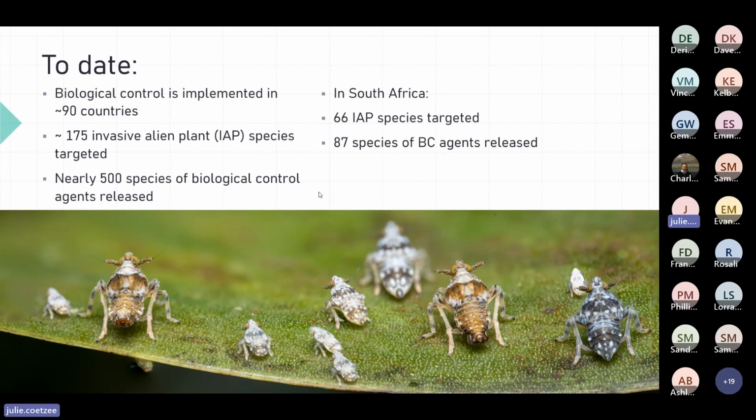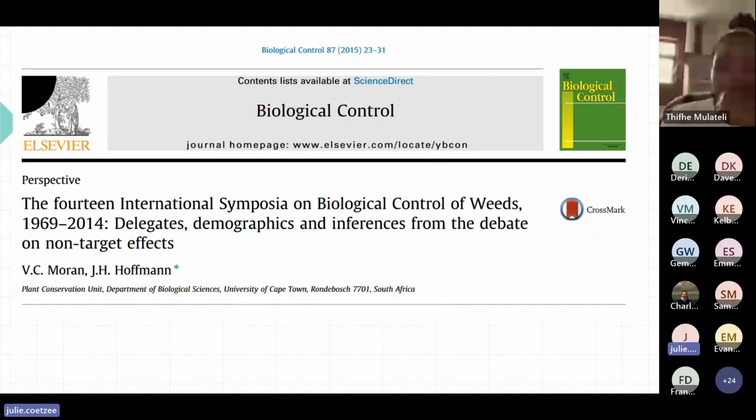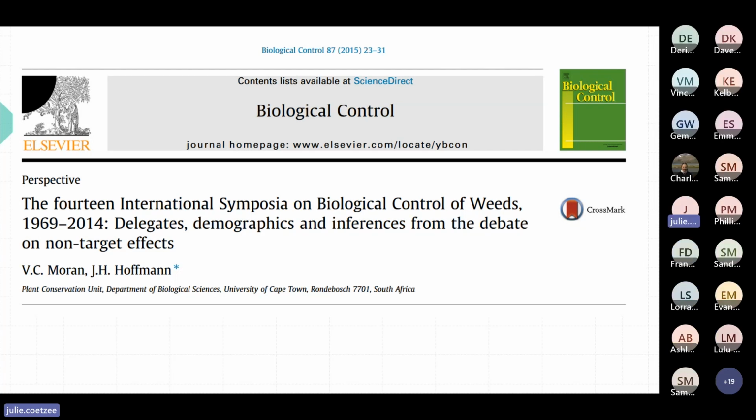And so, given the vast scope of this biological control research and the successes of this research, John Hoffman and Cliff Moran published a paper in 2015 looking at what are the patterns of these international symposia on biological control of weeds in terms of the number of delegates, the demographics, and inferences from the debate on non-target effects, which I'm not actually going to touch on today.